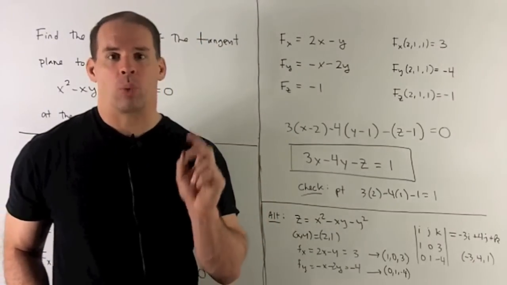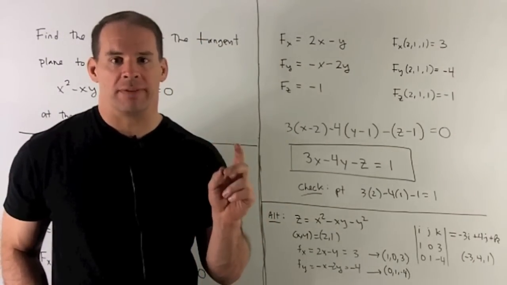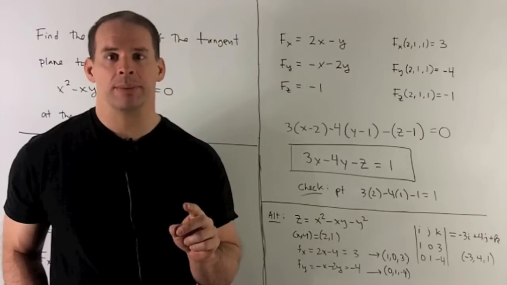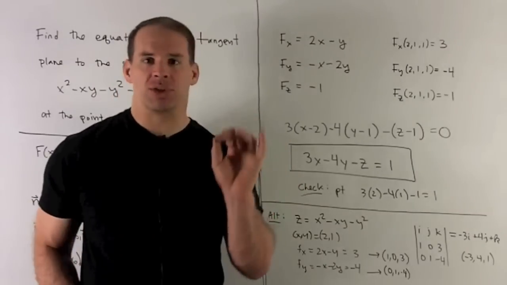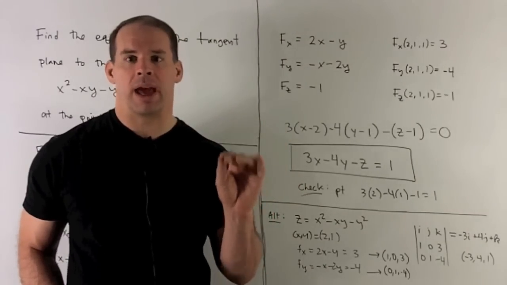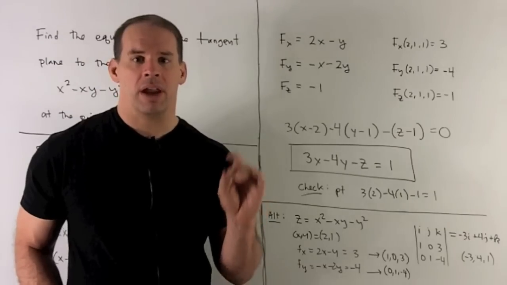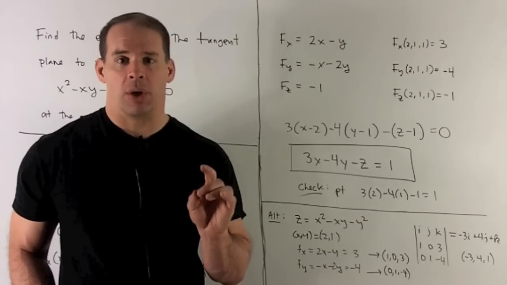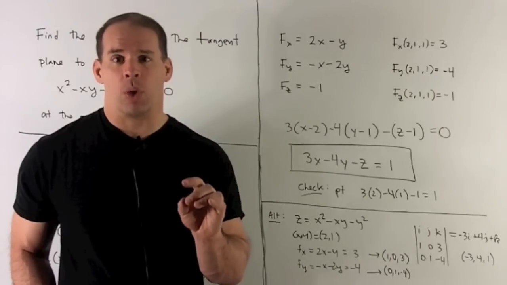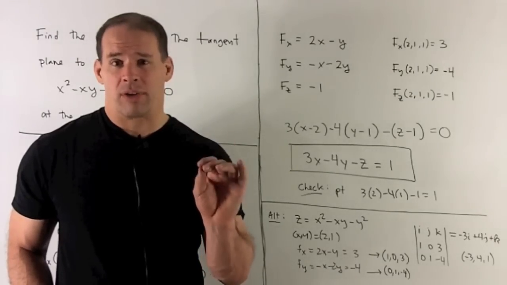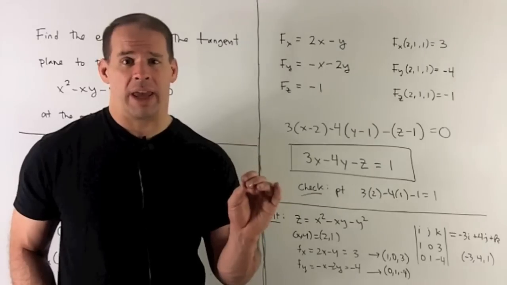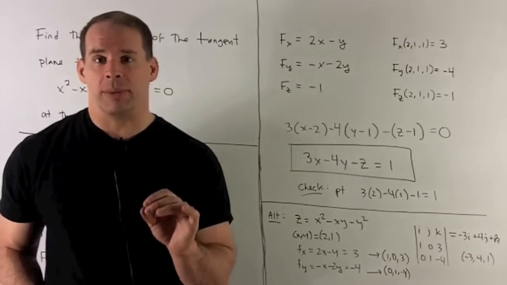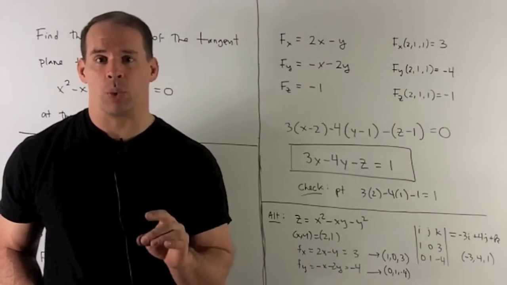Do the same for y and z. So the partial of f with respect to y: y is the variable, x and z are constants. I get minus x minus 2y. Put in (2, 1, 1), I get minus 4. And then for z, notice we only have one term with the z in it. So take its derivative, we get a minus 1. And whatever I put in for our point, we get a minus 1 out. So that's that. Our normal direction is going to be (3, minus 4, minus 1).